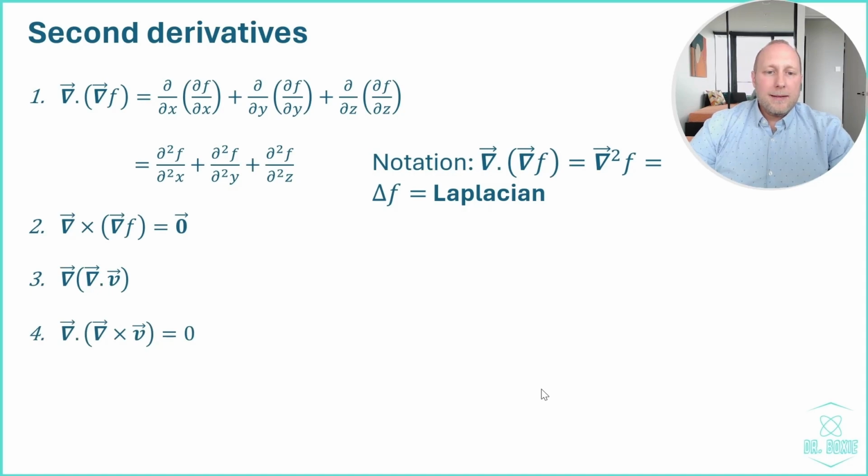The fourth possibility was the divergence of the curl. This also turns out to be zero. Again, the proof is not difficult and I leave it up to you to actually write it out, but we will use this fact also throughout our calculations in this course.